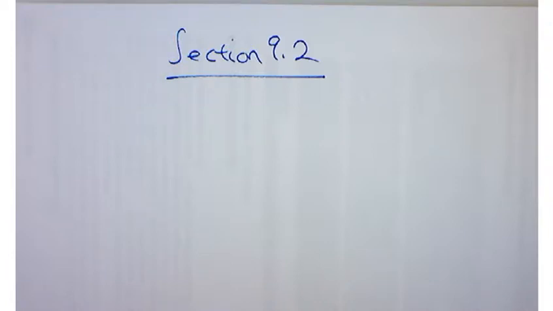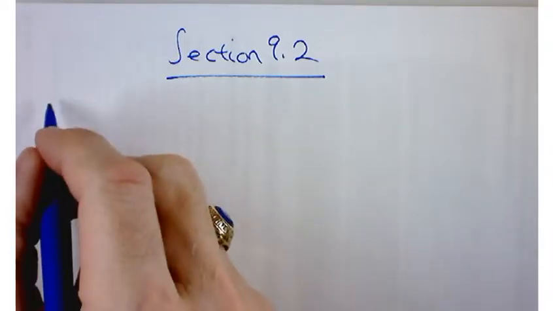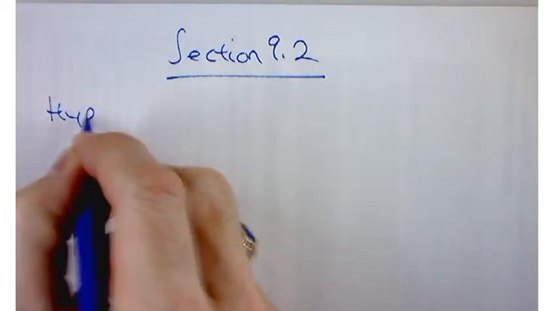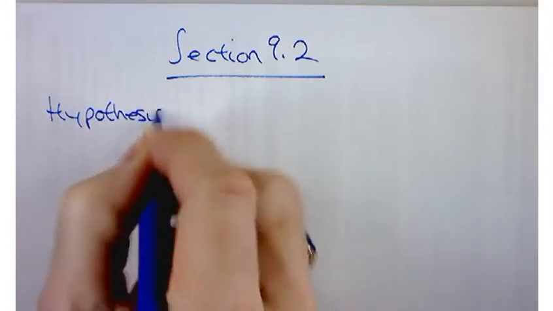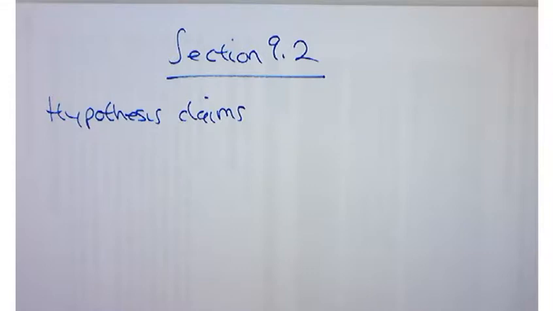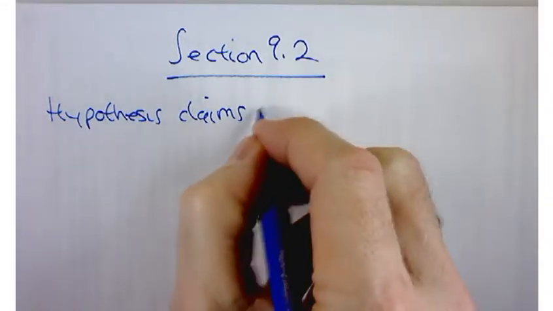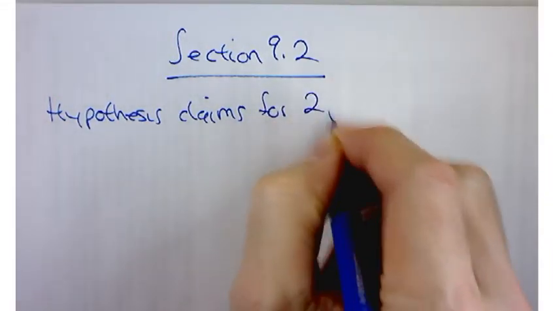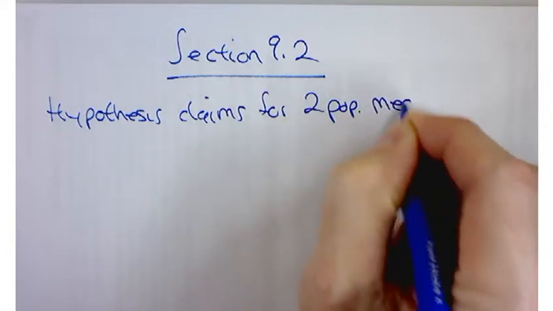Talks about the difference in two means. The big thing about this is we're going to have independent samples. So we're going to test hypothesis, claim for two population means. So for two population means.